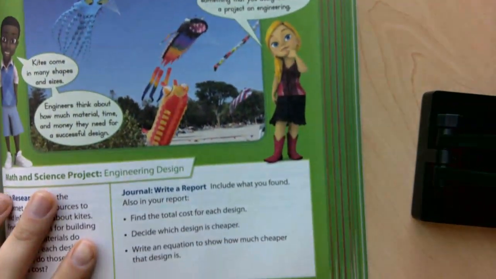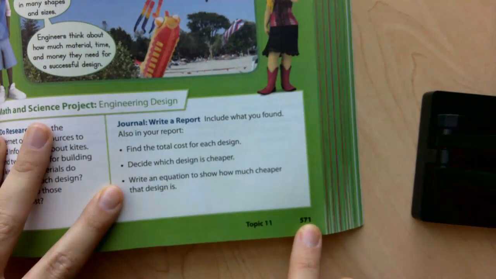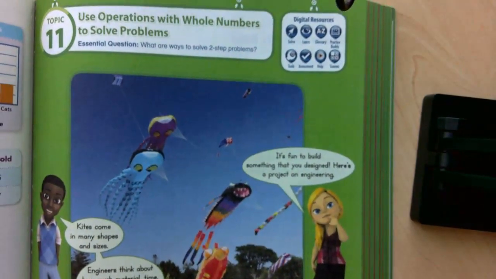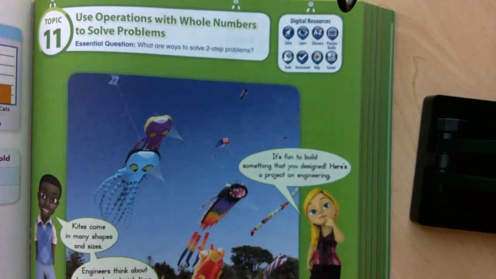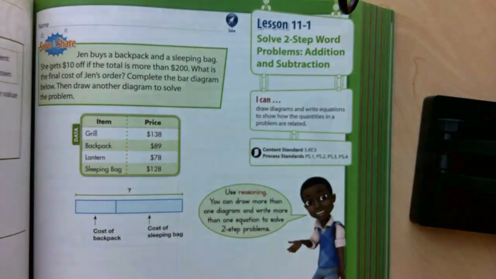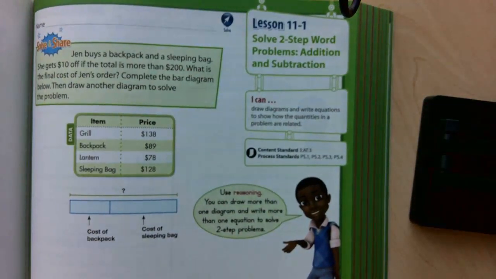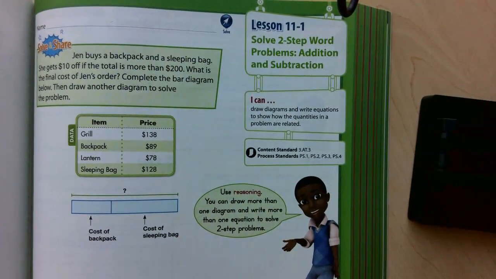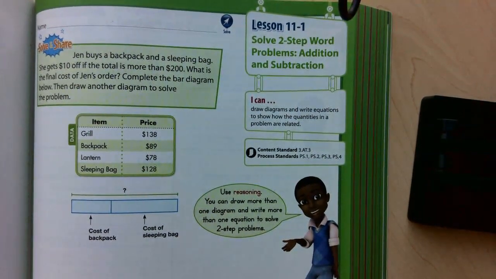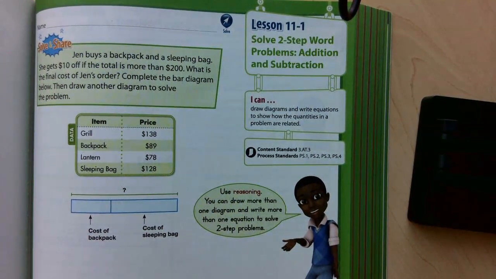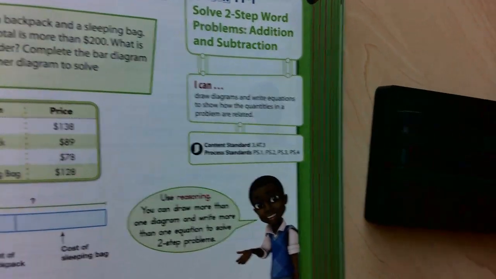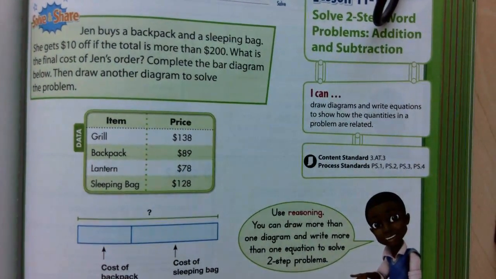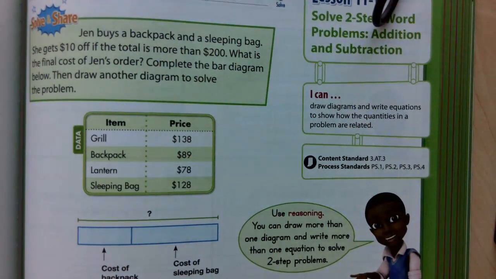So we're going to start on page 571. And we are on topic 11, it says at the top. You can go ahead and turn the next page. And we are going to go ahead and get started on this very first page right here. On page 573. As I'm going through, please make sure that you follow along in your book. Let's go ahead and get started.